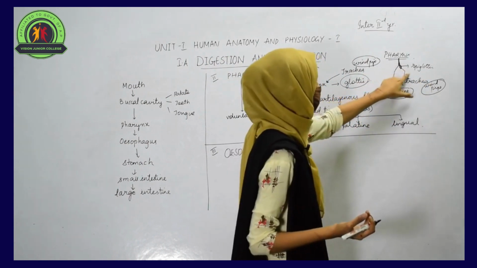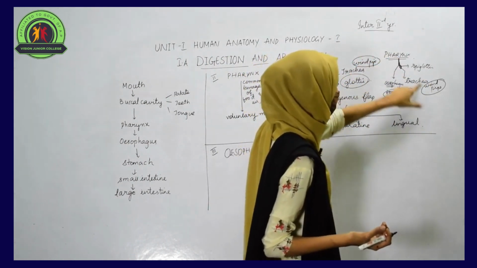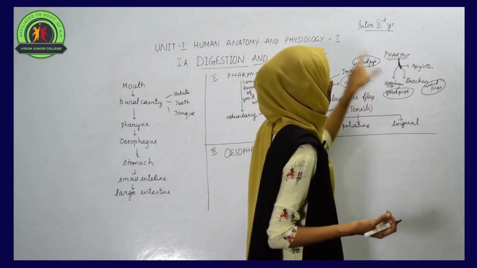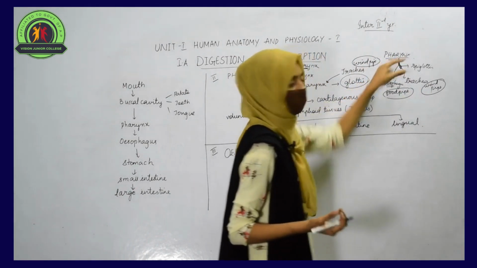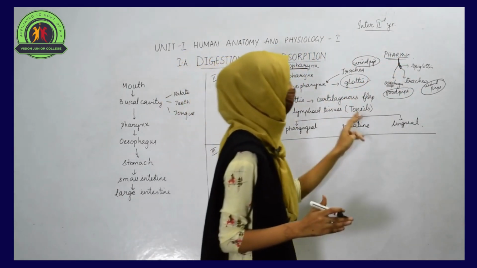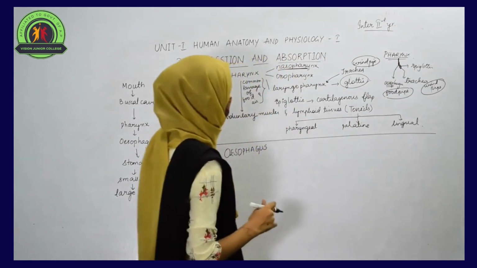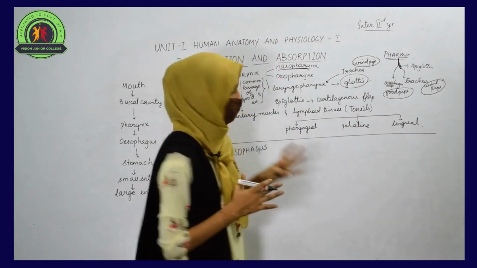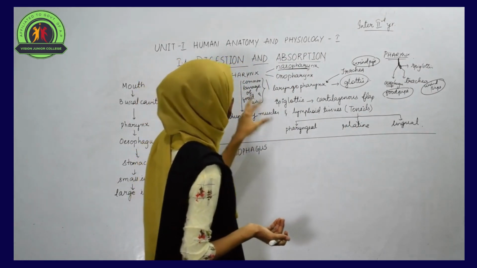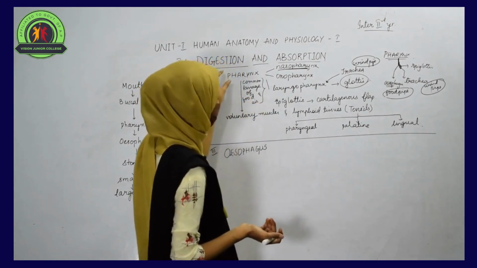The epiglottis is a structure that prevents the entry of food into the trachea, and it also prevents the entry of air into the food pipe. This is how the epiglottis separates the two pipes, the esophagus and trachea, and prevents the mixing of food and air. Now some voluntary muscles and lymphoid tissues are also present in the pharynx.